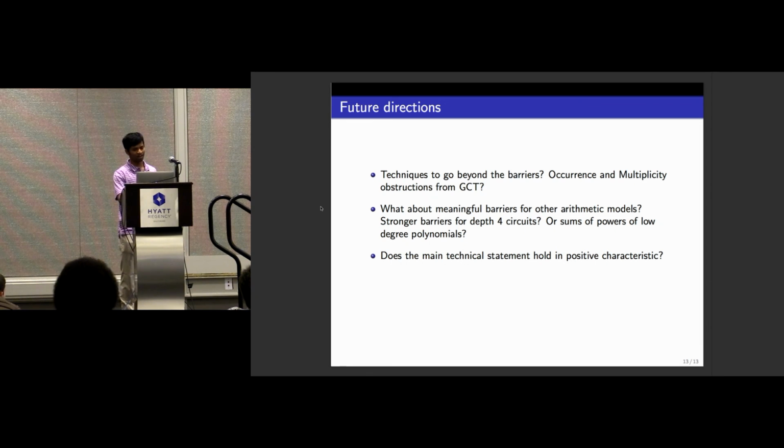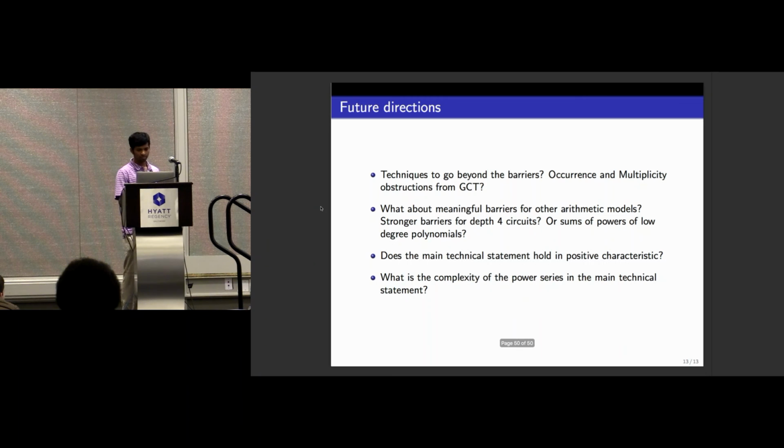Another thing that I find personally very interesting is this particular main technical statement I defined for you over the complex numbers. It holds true in characteristic 0. I don't know how to prove this in positive characteristic. It's not true in positive characteristic the way I've stated it. And it's interesting how to work around it. And the reason it's not true is something like x to the 1 over p does not have a power series.